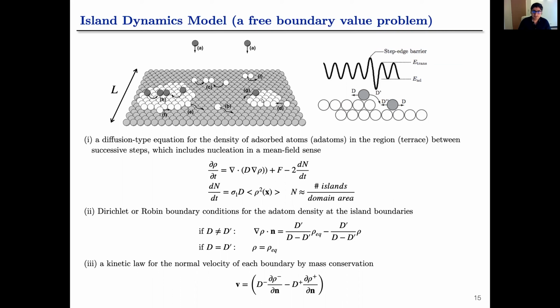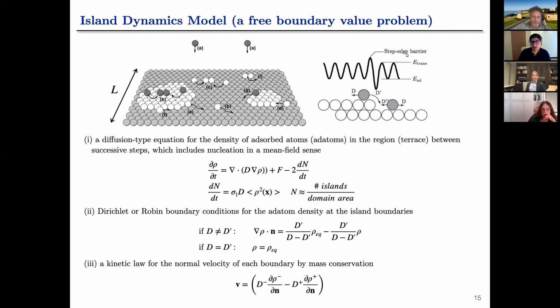One important aspect is that at these boundaries, you have some quantum mechanical effect. Basically, when you try to go down a terrace, the energy landscape looks like this, so you have a stopping barrier. So it's less likely to go down than to go the other way. That leads to this Ehrlich-Schwoebel boundary condition, which is basically a Robin type boundary condition. And when you're at thermodynamic equilibrium, the other boundary condition you have to impose here is just Dirichlet. So the governing equation is the diffusion type equation as shown here.